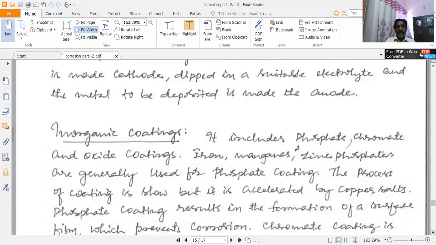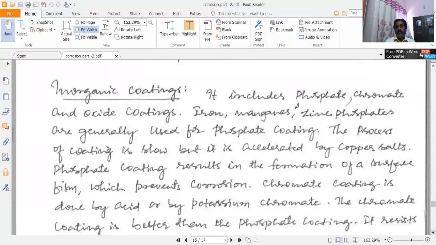Next one is inorganic coatings. It includes phosphate, chromate, and oxide coatings. Iron, manganese, and zinc phosphates are generally used for the phosphate coating. The process of coating is slow, but it is accelerated by copper salts. Phosphate coating results in the formation of a surface film which prevents corrosion.